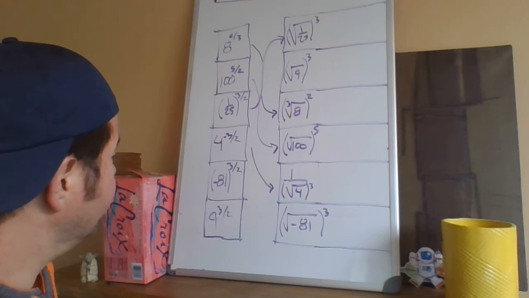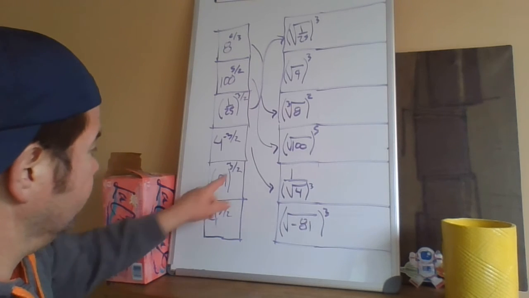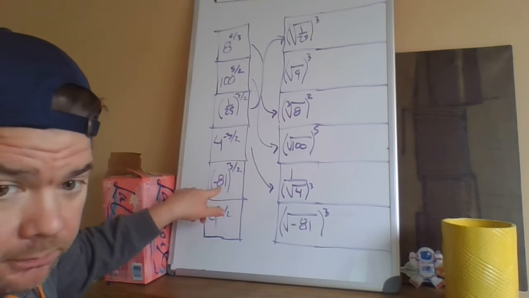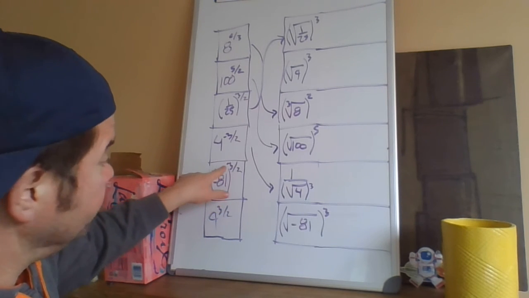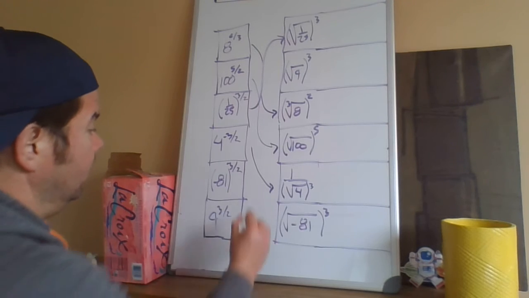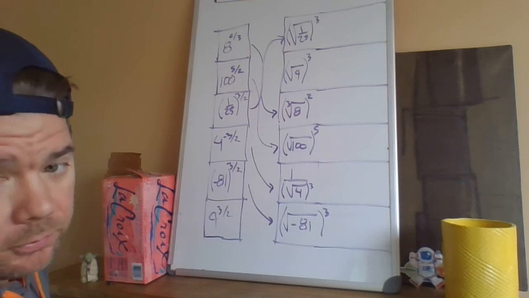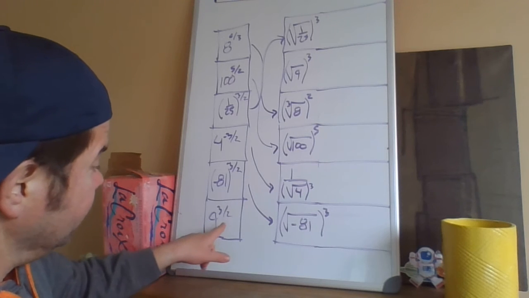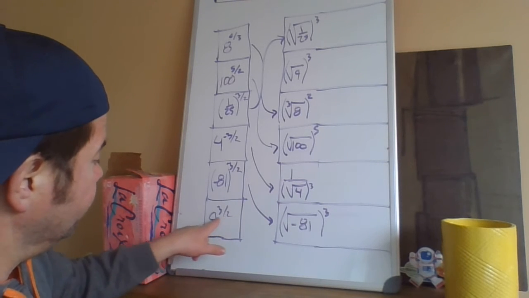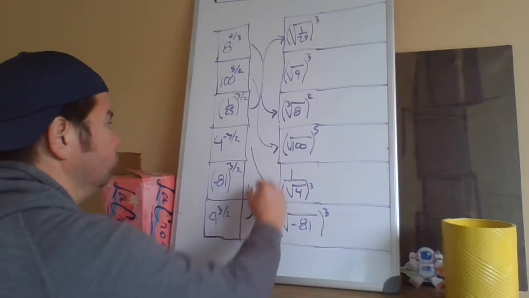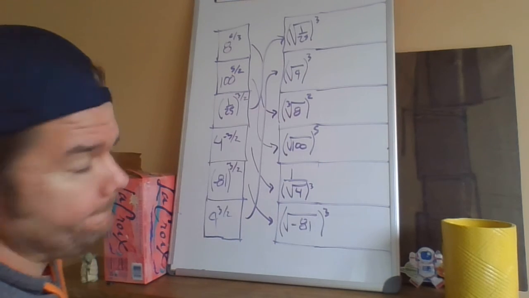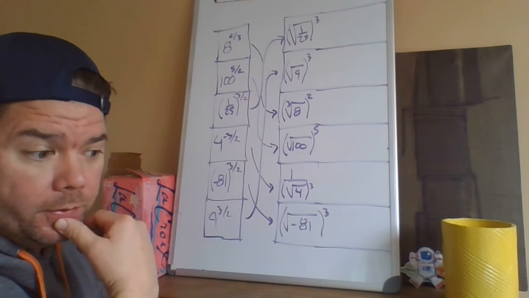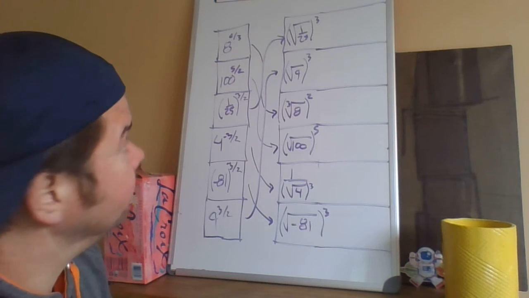Negative 81 to the 3/2 means the square root of negative 81, and the whole thing, because that's in parentheses, and then raise the result to the 3rd power. Looks like that. And then there's only one left. So by process of elimination, the square root of 9 to the 3rd power is right up there. Great. Now the second step is to actually simplify these things.